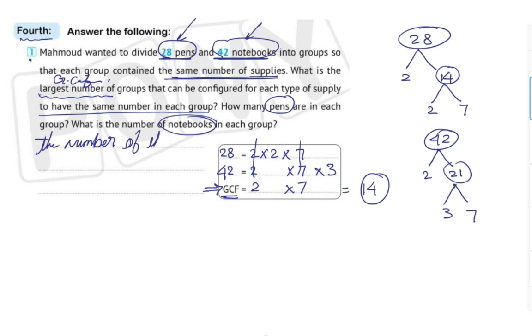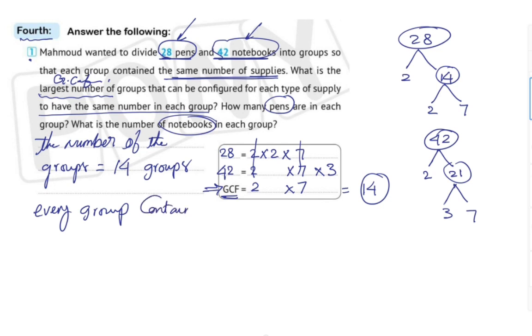So the number of groups will be 14 groups. Okay, but what number of pens and what number of notebooks does every group contain?